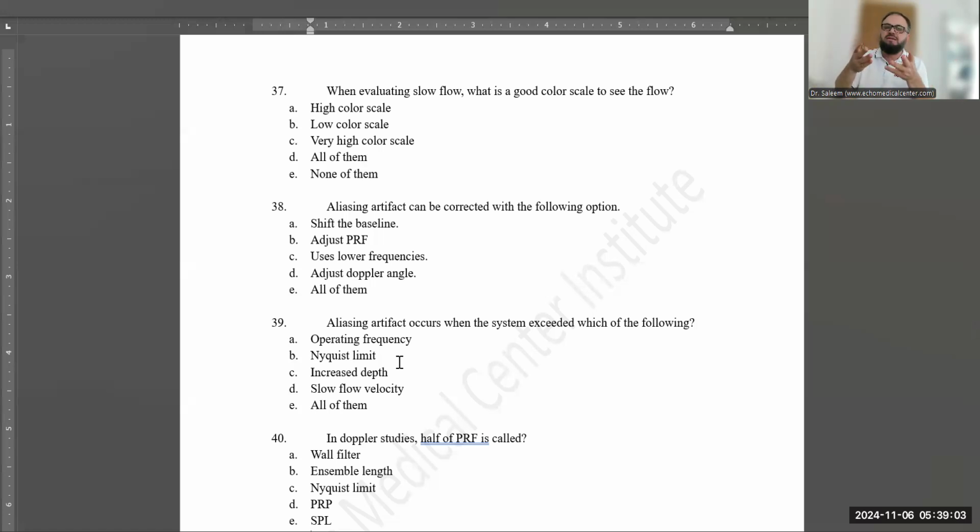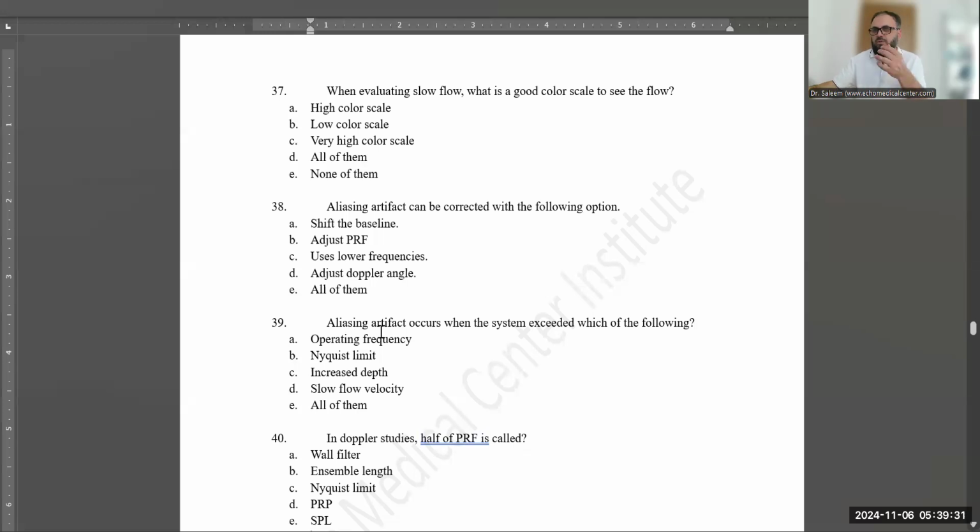PRF, your Nyquist limit. The Nyquist limit is actually in the next question. It's already here. In Doppler studies, half of the PRF is called the Nyquist limit. So they are the same, and these two questions are very related to each other. If we increase the Nyquist limit, that half of PRF, then you will have more room for positive Doppler shift and for negative Doppler shift. This way, we will not experience aliasing artifact.